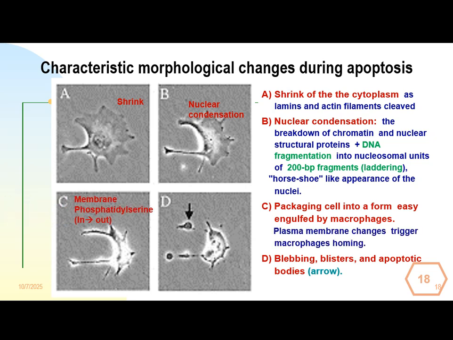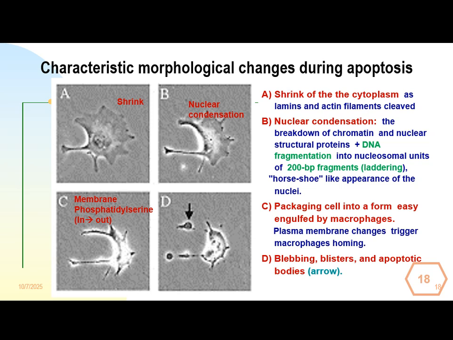The third feature is the packaging of the cell into a form easily engulfed by the macrophage. So the dead cell will be cleared by the macrophage. In order for the macrophage to engulf the cell, it has to pack itself as small as possible. When it's doing packaging, something is happening on the cell membrane.